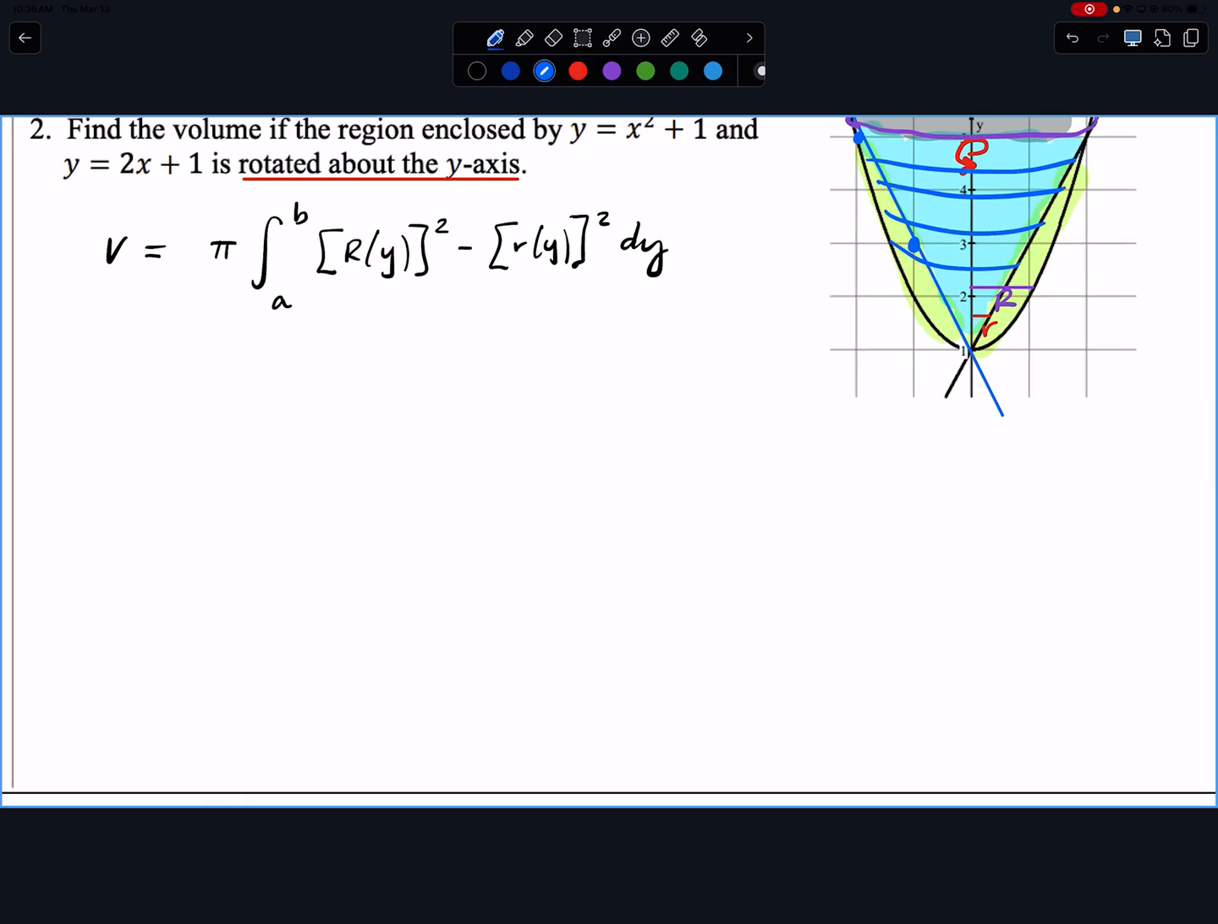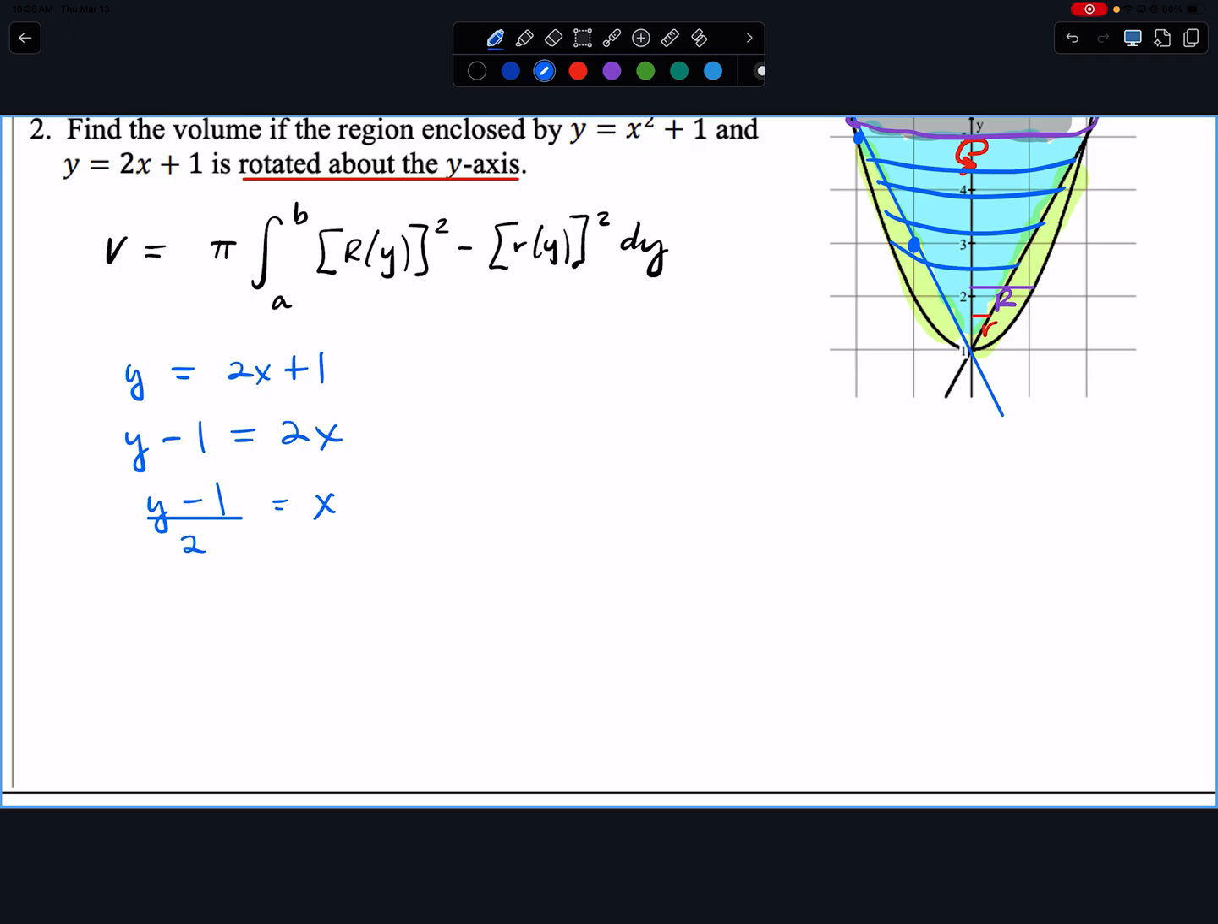So if y is equal to 2x plus 1, I'm going to subtract 1 from both sides. Divide both sides by 2. And since for this problem I would let you just plug it into a calculator, I'm okay if you just leave it like that. I don't care.